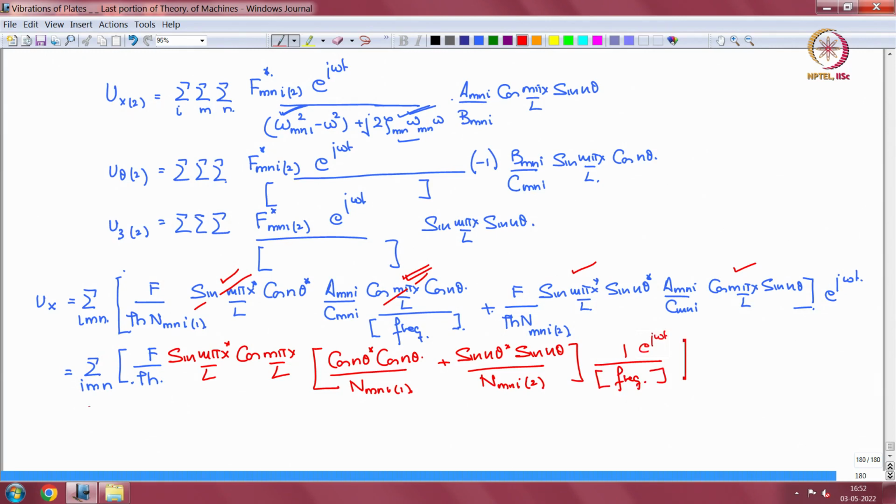So now what is it? If n is not equal to 0, then n m n I 1 is equal to n m n I 2. You have seen that. But when n equal to 0, they differ. But when n equal to 0, this term is 0. The contribution from the second set is 0.